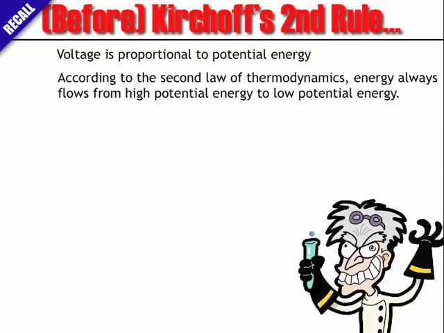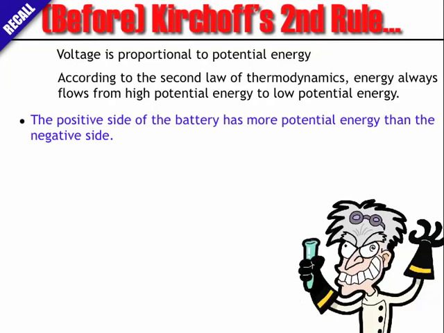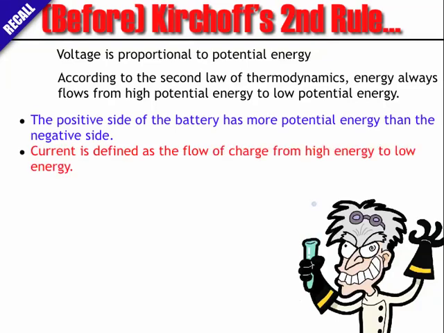According to the second law of thermodynamics, energy always flows from high potential energy to low potential energy. The positive side of the battery has more potential energy than the negative side, and current is defined as the flow of charge from high energy to low energy. In case you haven't figured it out, the second rule is going to be about energy, conservation of energy to be exact.